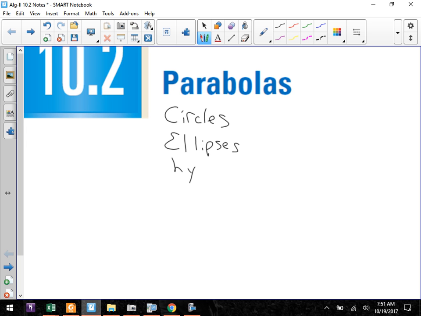And then hyperbolas. So those are going to be the four conic sections that we will look at. Each conic section has its own generic formula for looking at them. Usually parabolas and circles take us maybe a day and a half to get through.